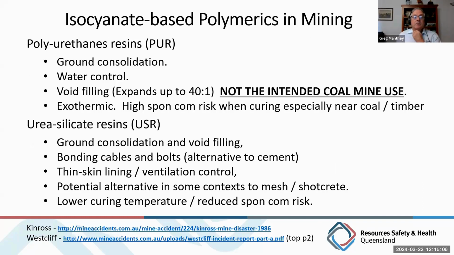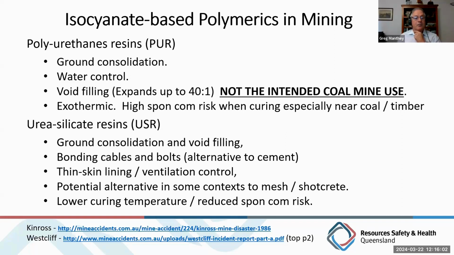In mining, there are various different polymerics, and the isocyanate containing ones are split into two groups: polyurethanes, or PUR, and urea silicates. In mining, they're predominantly used for ground consolidation, so injecting into strata to stabilise it, fill cracks and bind the material together. Water control, and sometimes void filling. The key to risk management using polymerics in underground coal is that the isocyanate-based polymerics, particularly polyurethane, are exothermic during curing. They can generate quite a lot of heat, and that's particularly a risk when they're near coal with timber.